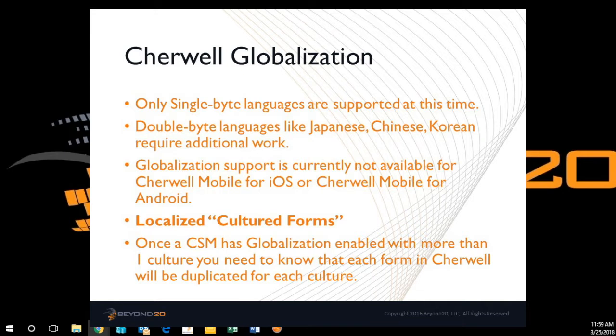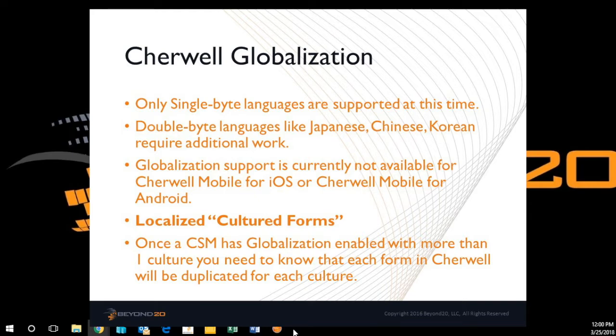Second, Cherwell currently only supports single byte languages. These are languages like English, French, Spanish, German. Other languages that are double byte cultures like Japanese, Chinese, and Korean will require additional work to translate the strings. And globalization support is also currently not available for Cherwell mobile versions for the iOS and Android systems.